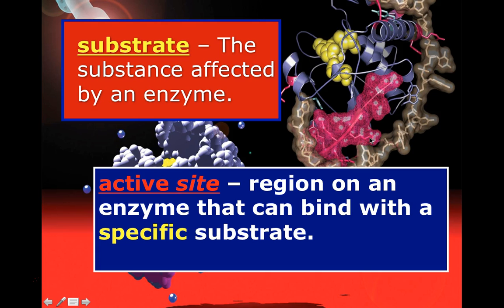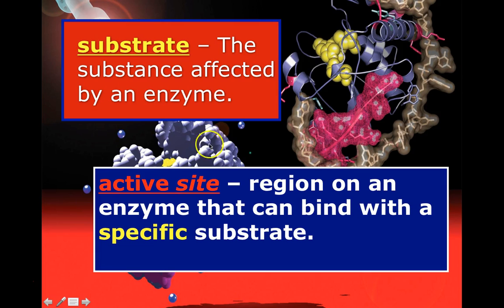These two terms describe the way that enzymes actually work. So what we have here, the term substrate. A substrate is not part of an enzyme, but it's the substance that's affected by the enzyme. So pretty much it's going to be the reactant of the chemical reactions.